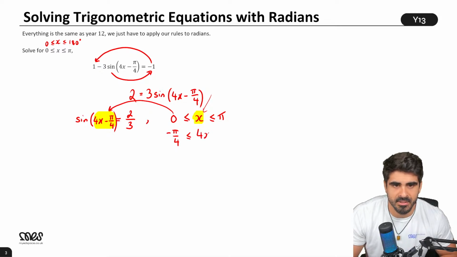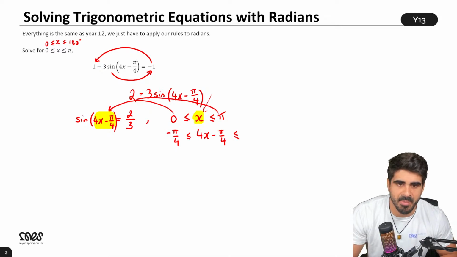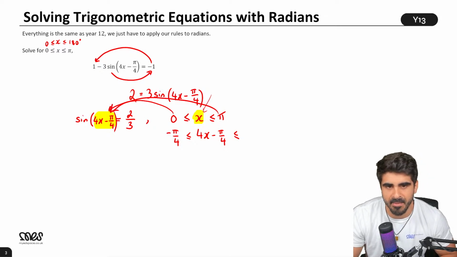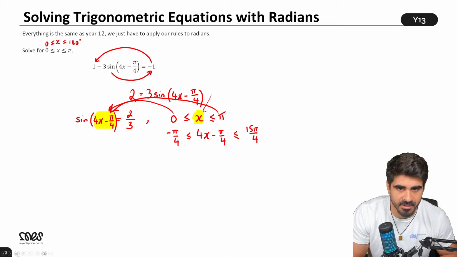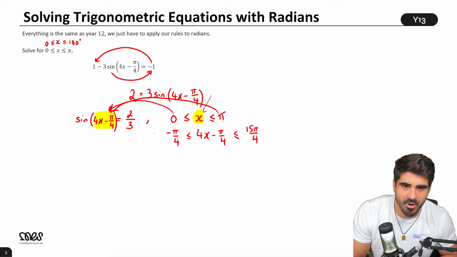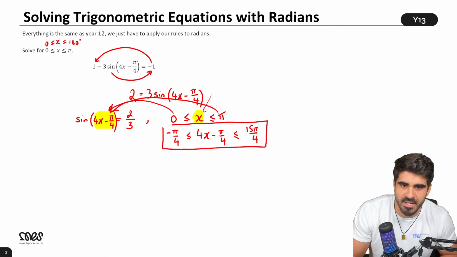Then you would have 4x minus pi over 4. And then you just sub in pi into here. What is that? 4 pi minus pi over 4. What's that? 15 pi over 4? Correct me if I'm wrong. Okay. This is known as our MR, our modified range. Let's put a box around it. Everything we do is relative to this.